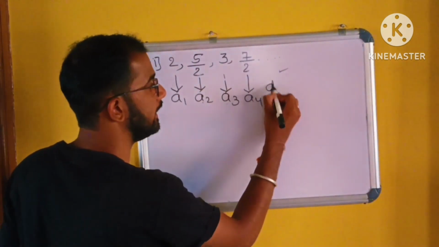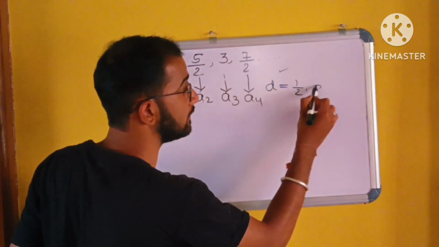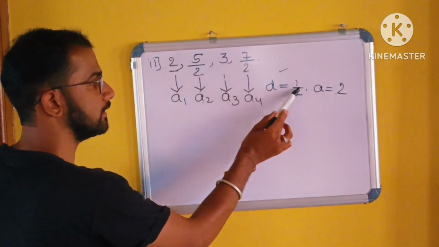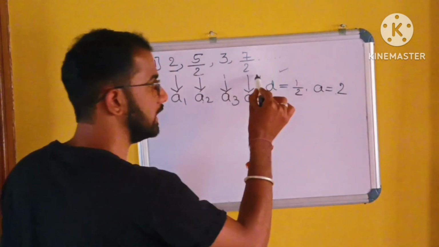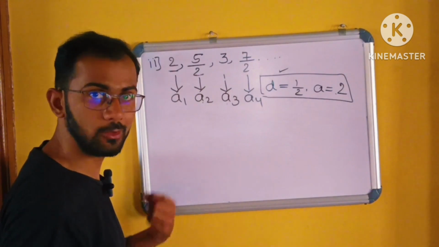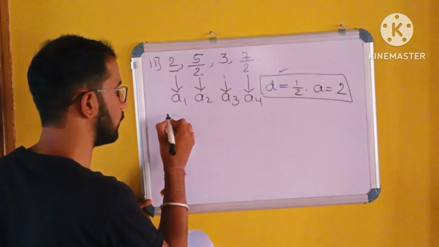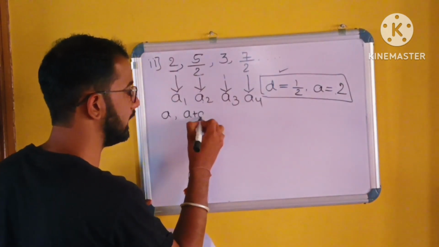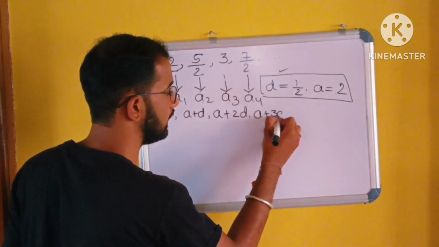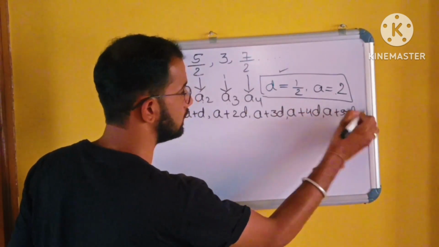So we got D as 1 by 2, and from this sequence we have the value of A, that is the first term, as 2. This is the first term, this is common difference. From these two pieces of information, can we write the next four terms? How can we write them? Let's consider a general form: A plus D, A plus 2D, A plus 3D, A plus 4D, A plus 5D.